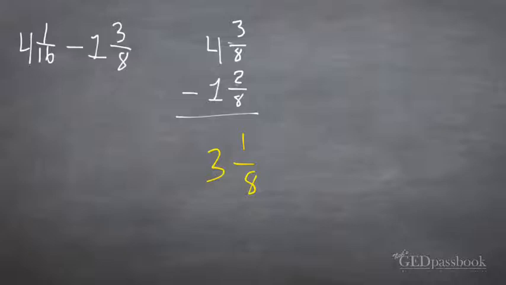You're pretty much always just trying to find the same denominator. In this case, it was already given to us. So all we did was subtract the numerators, and then we subtracted the whole numbers. Easy, right? Obviously, the challenge is when we don't have the same denominator.